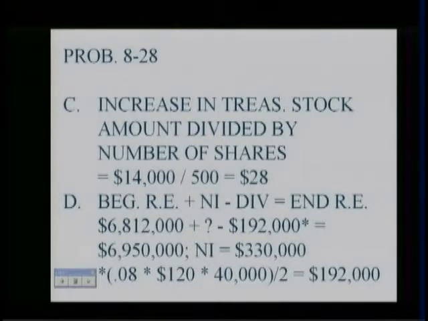Part E of the problem says assume that on June 1st the Board of Directors declares a cash dividend of 42 cents per share on the outstanding shares of common stock. The dividend will be paid on July 15th to shareholders of record on June 15th. Calculate the total amount of the dividend.